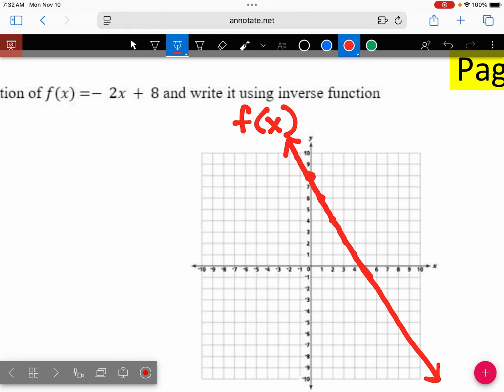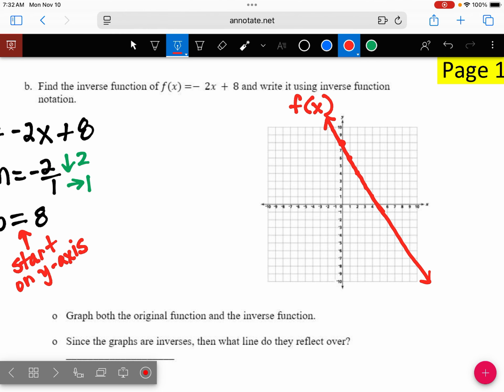That's the original function. So now let's go ahead and find the inverse. So let's switch your x and y. So I want you to write x equals negative 2y plus 8. So the first thing I'm going to do is the opposite of adding 8, which is to subtract 8. So I'm going to subtract 8 from both sides.